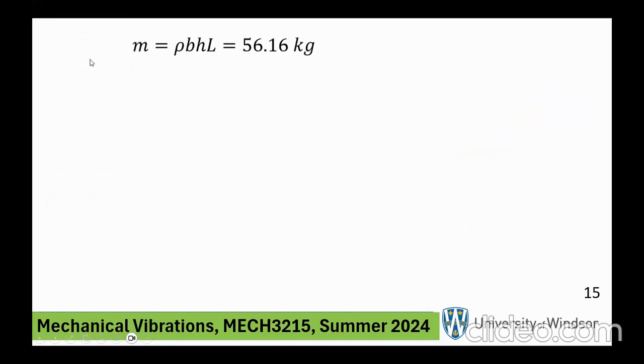Well, the mass is the volume of that beam. We are making an approximation that the whole mass of that beam is going to participate in the vibration. There are secondary assumptions that one can make to make a better model. And ultimately, a finite element model will take care of it, but not in this course. So the volume of this beam, B H L, times the density is going to give you the mass. You work it out, you get 56.16 kilograms.